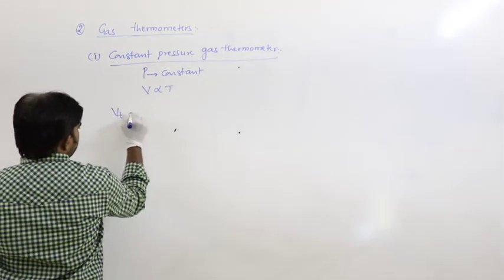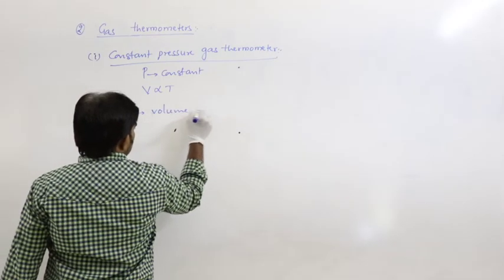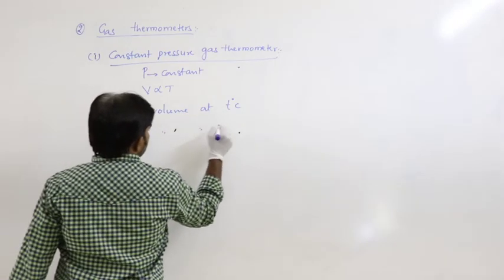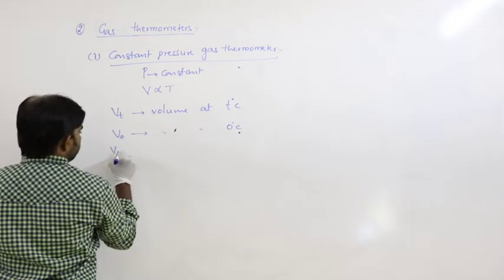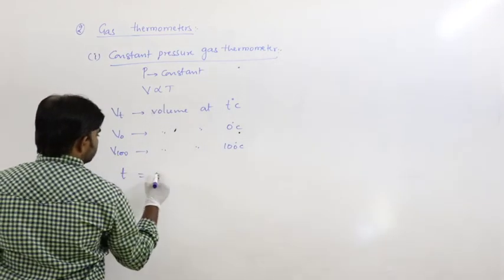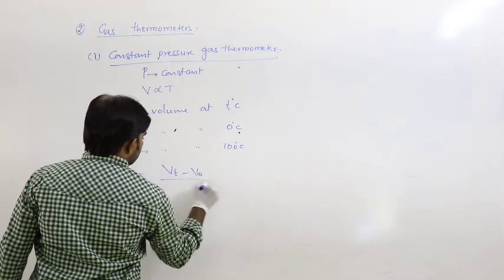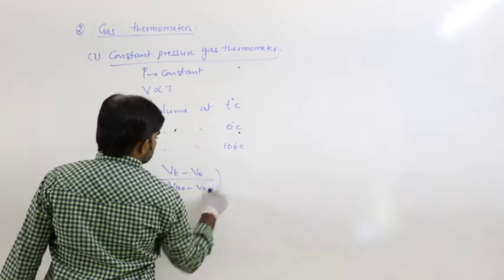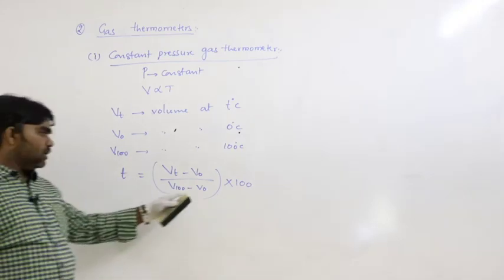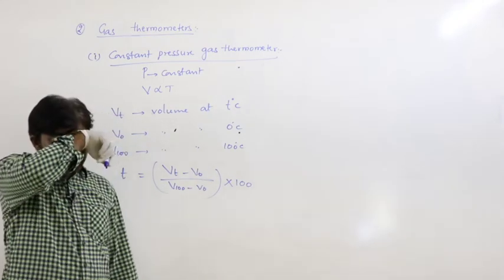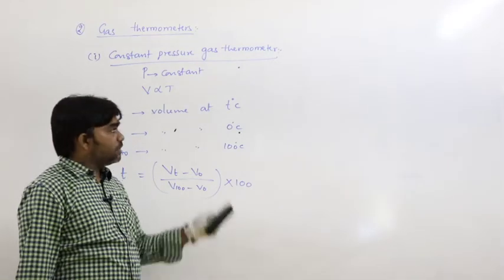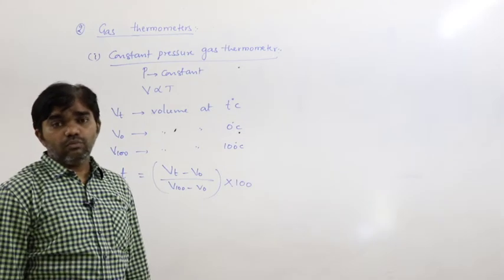Here Vt is the volume at temperature T, V0 is the volume at temperature 0 and V100 is the volume at temperature 100. Then based on this, how can you calculate the temperature? T equals Vt minus V0 by V100 minus V0 into 100. That is the constant pressure gas thermometer. Constant pressure means volume varies with temperature.